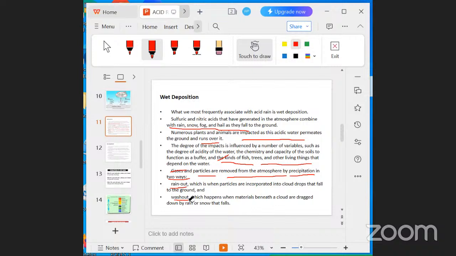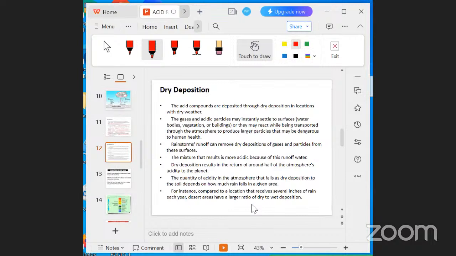Rain out means when particles are incorporated into cloud drops that fall to the ground. And next one is wash out. What is wash out? Washout happens when materials beneath a cloud are dragged down by rain or snow that falls. So this is the wet deposition. And next one is dry deposition.